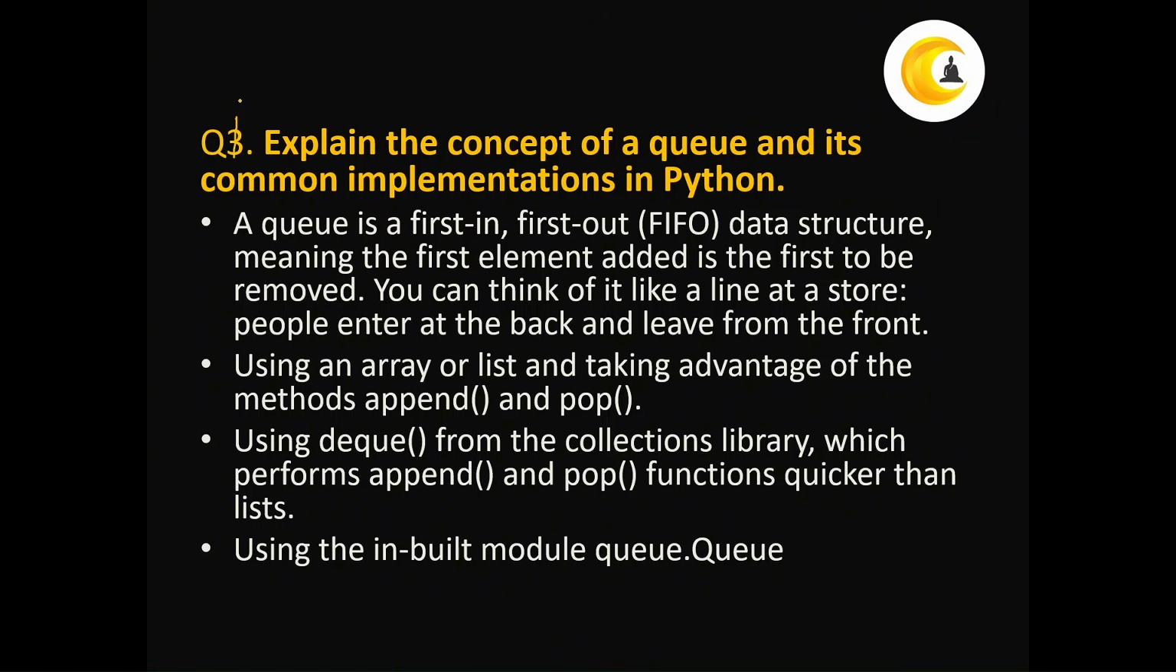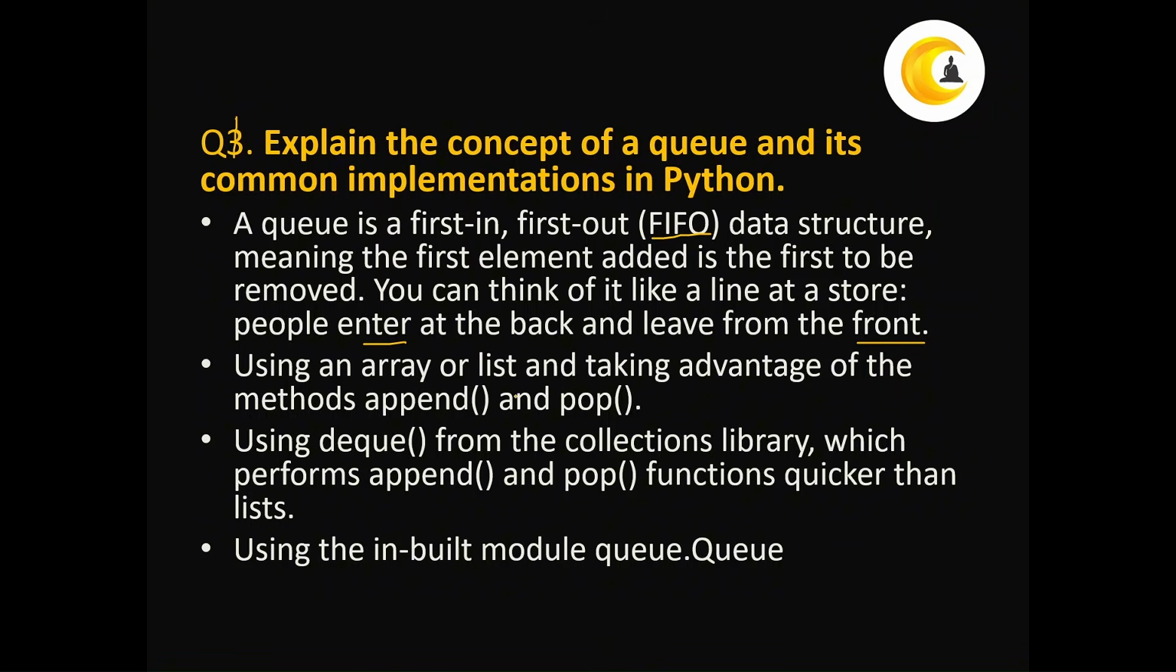So the next question says, explain the concept of a queue and its common implementation in Python. Now, if you talk about a queue, what does a queue use? The first thing that a queue uses is FIFO, first in, first out. So in this data structure the first element added to the list has to be removed first. That is what first in, first out is, slightly different from last in, first out. You can think of it like a line at a store: the people enter from the back and leave from the front.